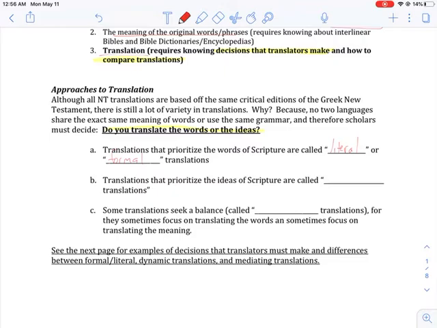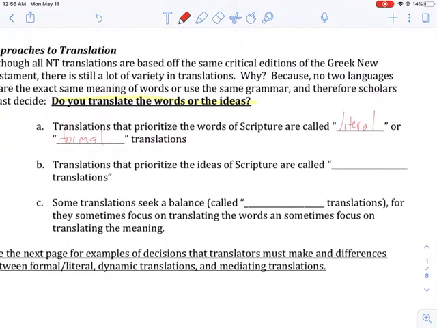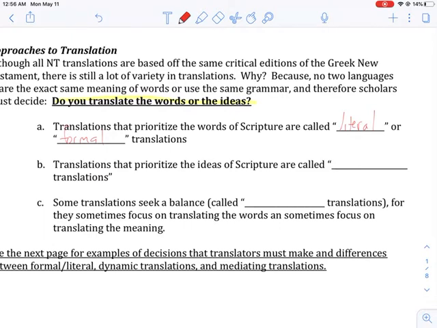So others seek to make a more smooth-sounding translation in that instead of translating word for word and making the Bible sometimes sound awkward because the languages don't use the same word order or way of articulating an idea, other translations use the ideas of Scripture, and they're called dynamic translations. If you were in Bible class last year, you hopefully remember some of these terms and ideas.